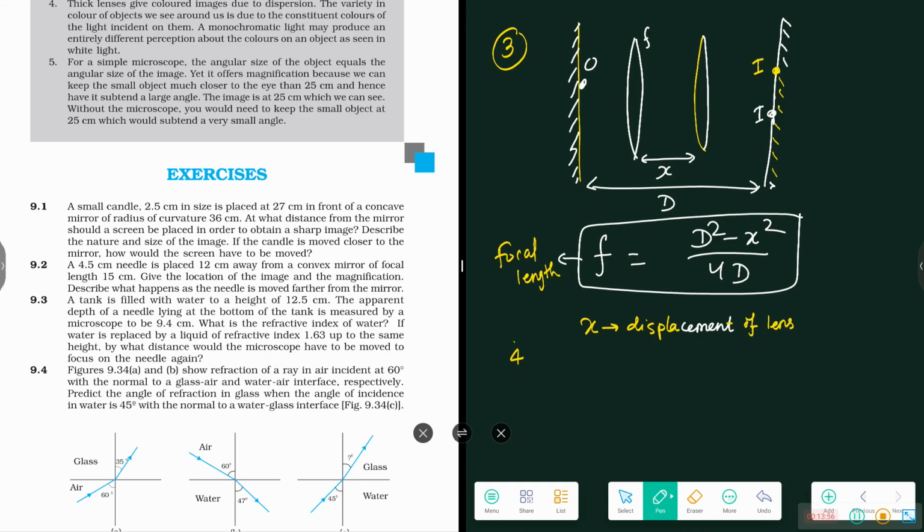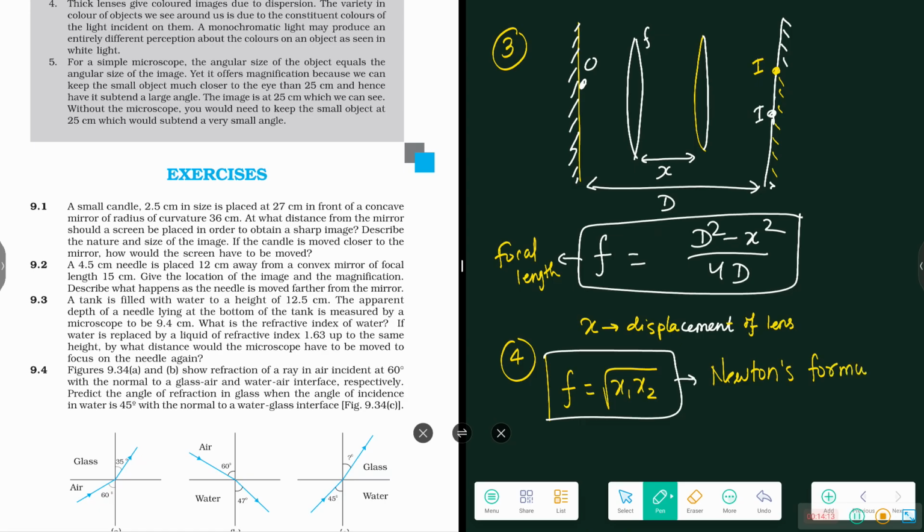And another point, fourth point. F equal to root of x1 into x2. This is called Newton's formula. I will explain in the next class. Right here, this is Newton's formula. I will explain what is this.